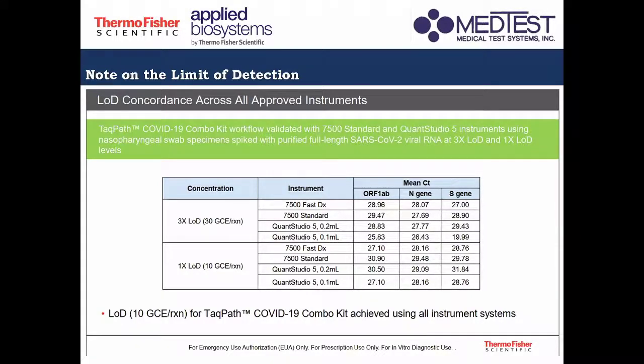And this is represented by the CT values here. So, for example, in your QuantStudio 5, no, at 10 GCE per reaction, you would be able to get CT values at 29, 30 to 31. So ganon siya ka sensitive.